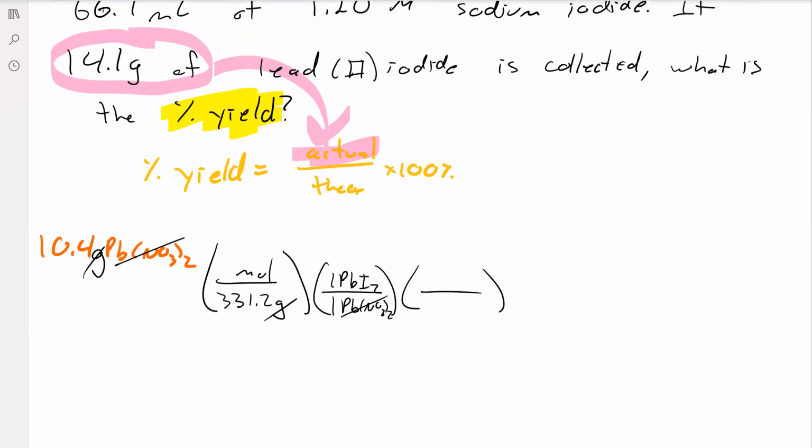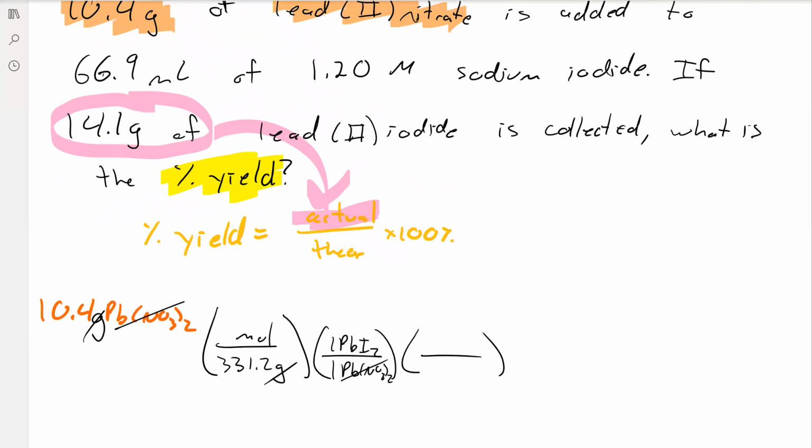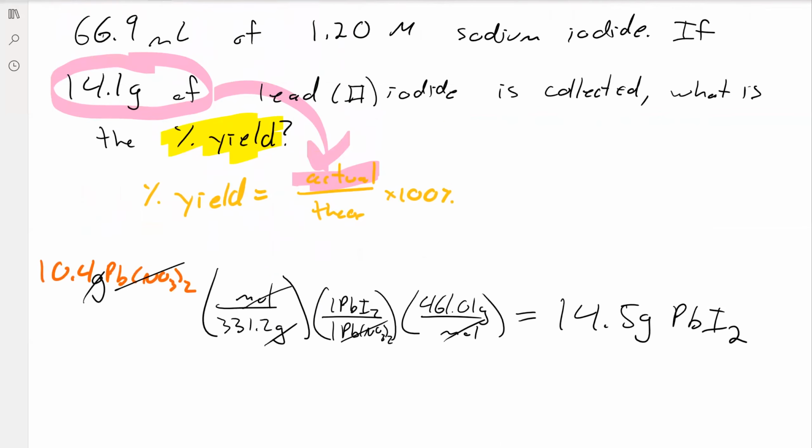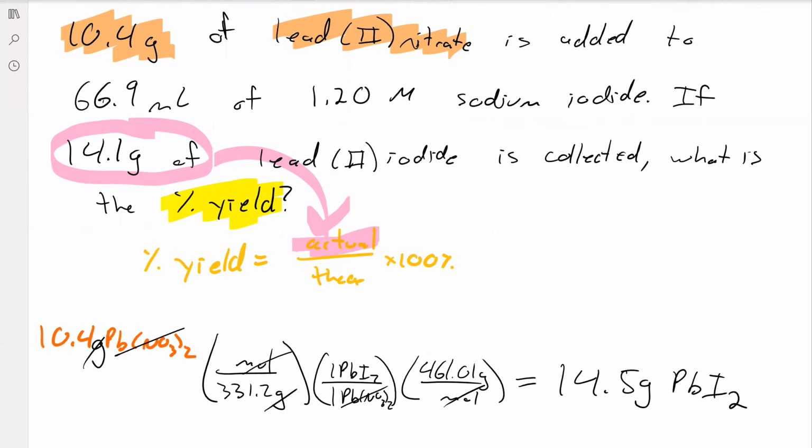And then I think about going to what I actually want, which is my grams of lead iodide, right? I need that to plug into my theoretical yield. So I'll use the molar mass of lead iodide, which I got as 461.01 grams per mole to get a theoretical yield of 14.5 grams of lead iodide. So I have enough lead nitrate to make 14.5 grams of lead iodide, but of course I have to think about my other component. What if the other component's the limiting reagent?